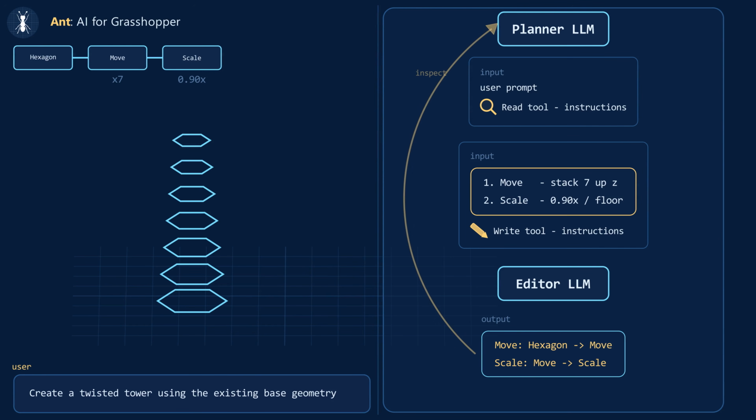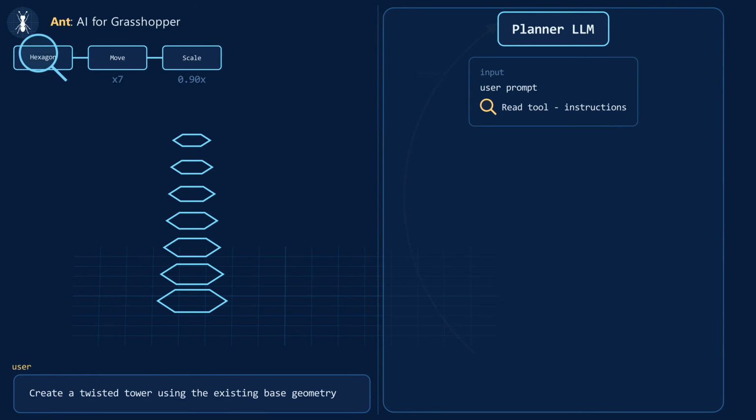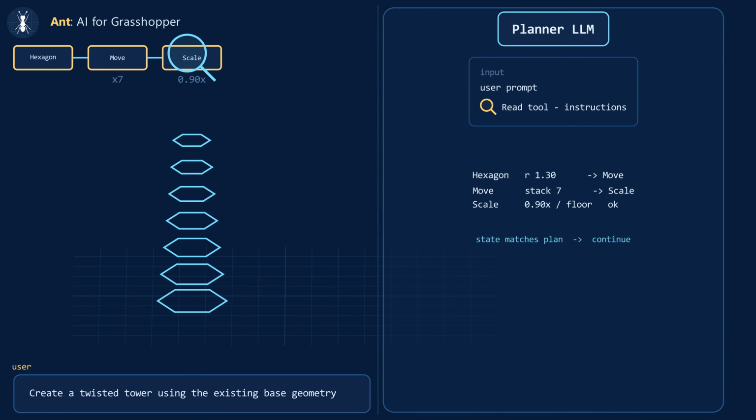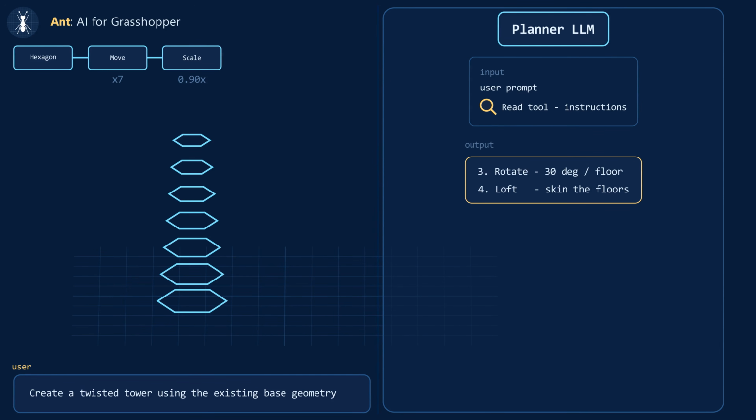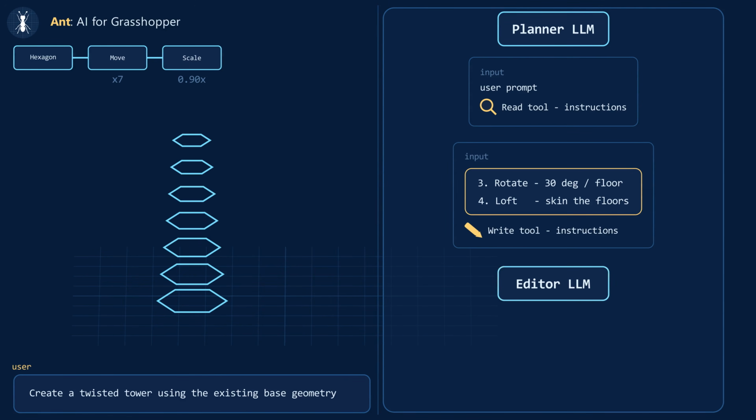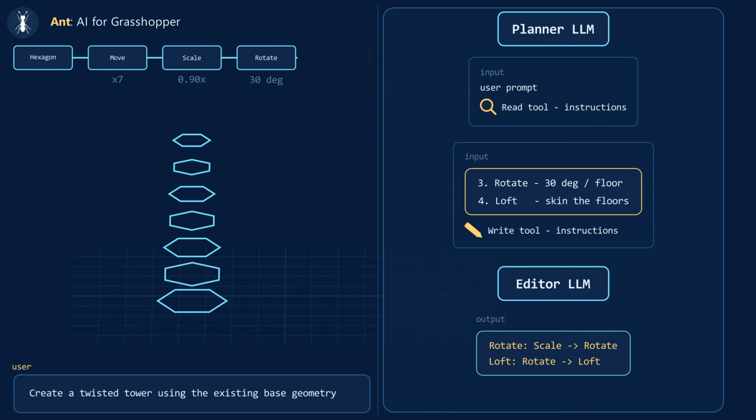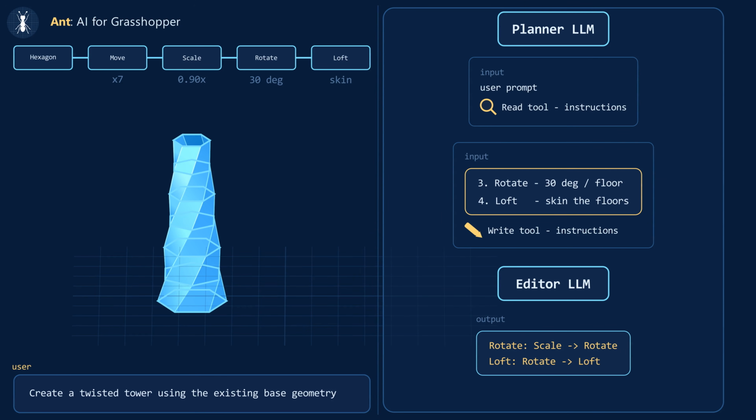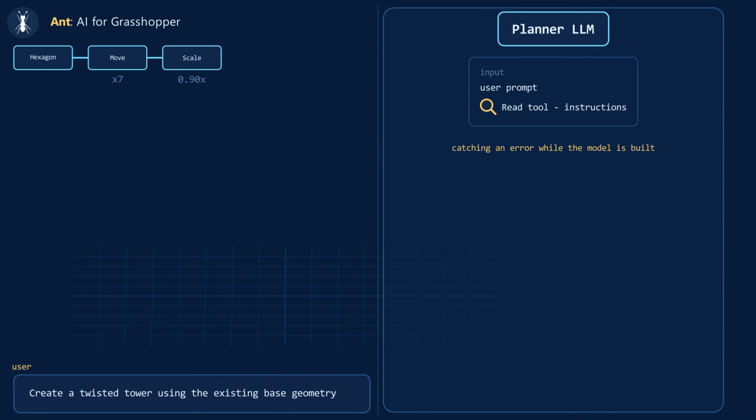Now the flow goes back to the planner where it inspects the work done by the editor LLM. Only once it has verified that the previous implementation is correct, it goes on to plan the rest of the steps to complete the twisted tower. Then the editor implements that and completes the model. In such a system, we build the model in small subsequent steps and only proceed to the next step once the previous step is verified. This framework is well suited to catch modeling errors while the model is still being built.